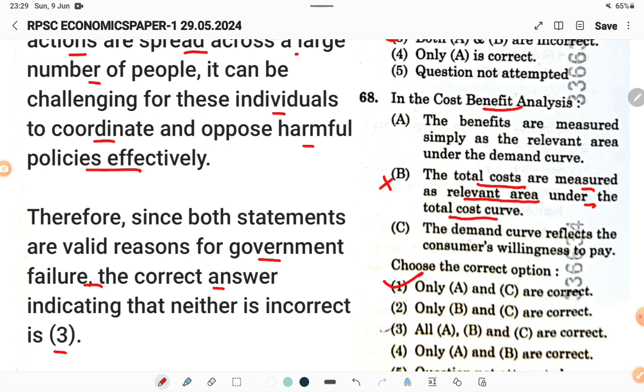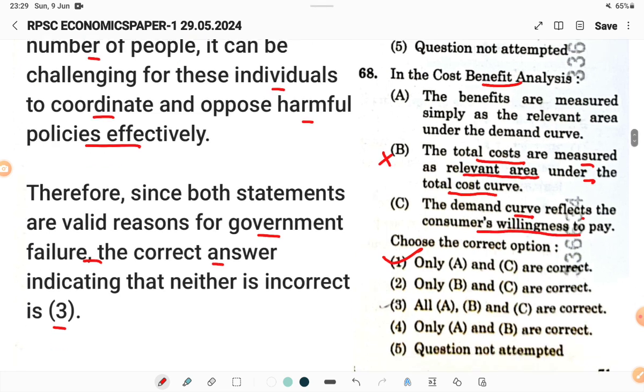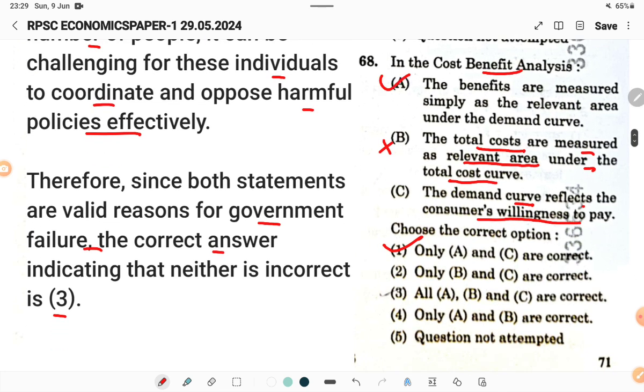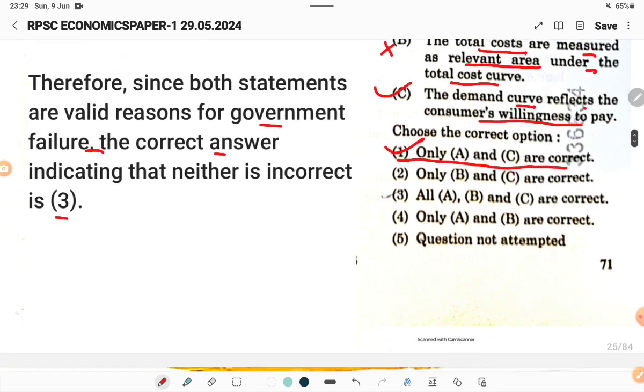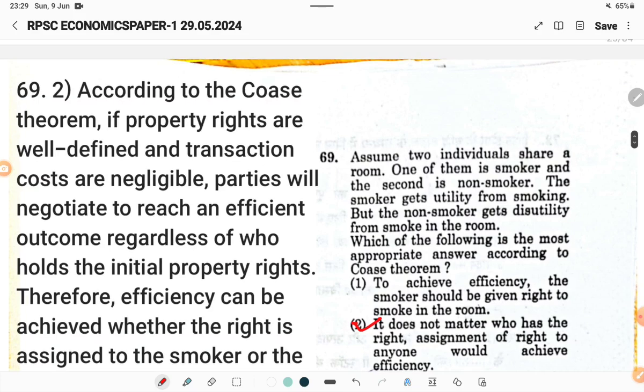And the third statement, C: the demand curve reflects the consumer's willingness to pay. This statement is correct because the demand curve shows how much consumers are willing to pay at different quantities. So statements A and C are correct here, but B is not correct. So the first option will be the right one. A and C are correct. Now the next question is 69.